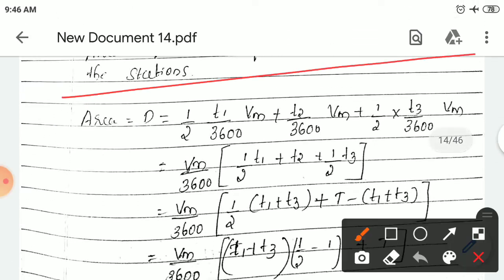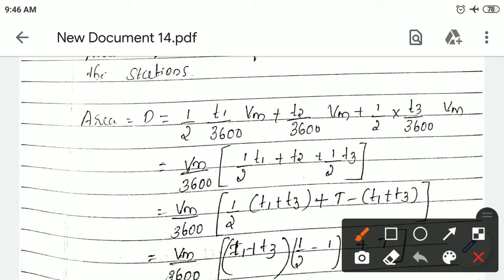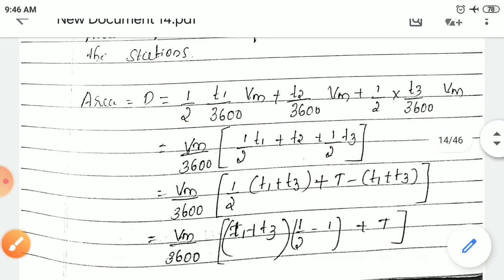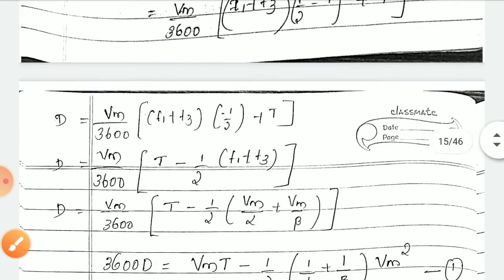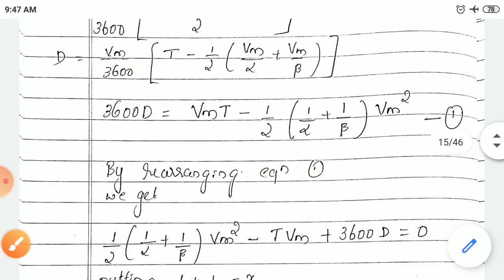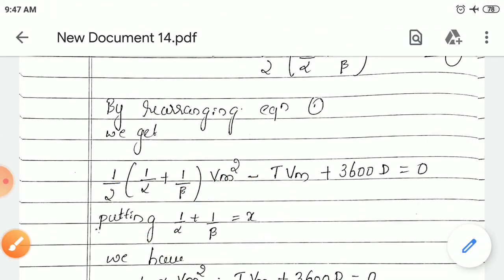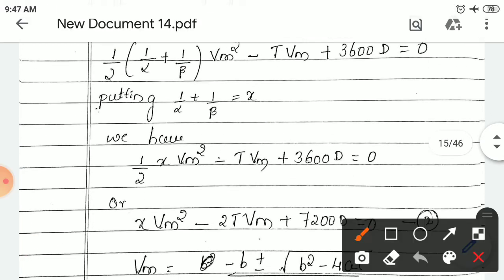Area of the trapezium is the distance between, or area is equal to d, is equal to, this is the area of triangle 1, this is the area of the square, and this is the area of triangle 3. So you just go on simplifying the equations, and the d value you will be arriving at this particular equation number 1. So by rearranging this equation you will get this. Now substituting the x value, that is 1 by alpha plus 1 by beta is equal to x, then simplify the equation once again.